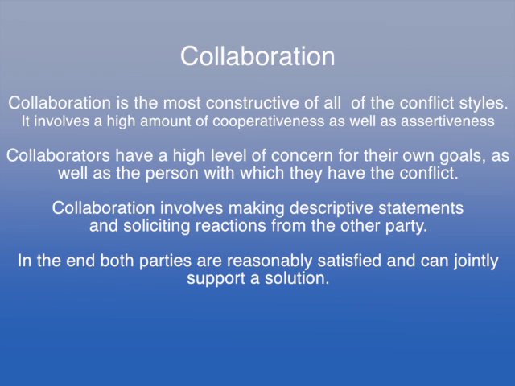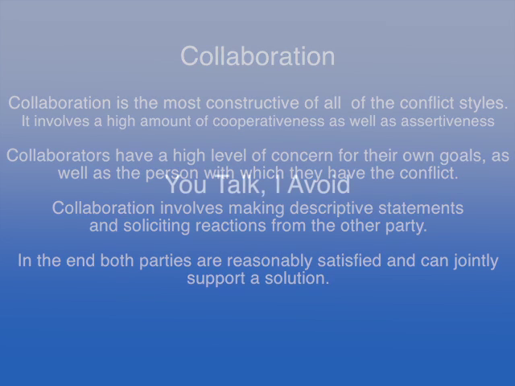In the scene you just watched, Ross has to fire his nanny. They collaborate to come to an understanding of why he fired him, discussing Ross's problem with the nanny's sensitivity and the nanny discussing Ross's past issues. In the end, both parties are reasonably satisfied and can jointly support a solution. The next conflict style we will discuss is avoidance.